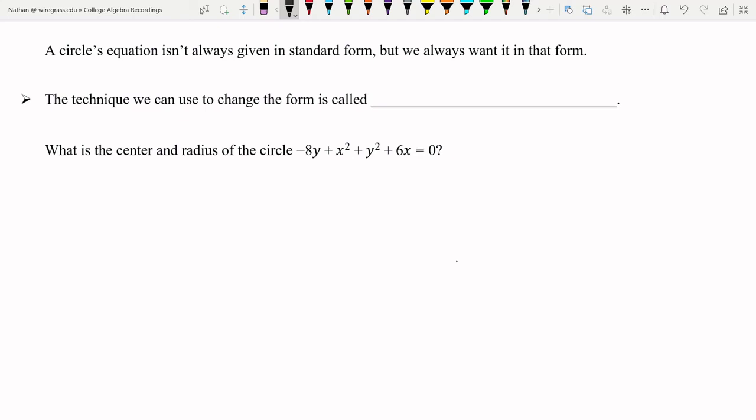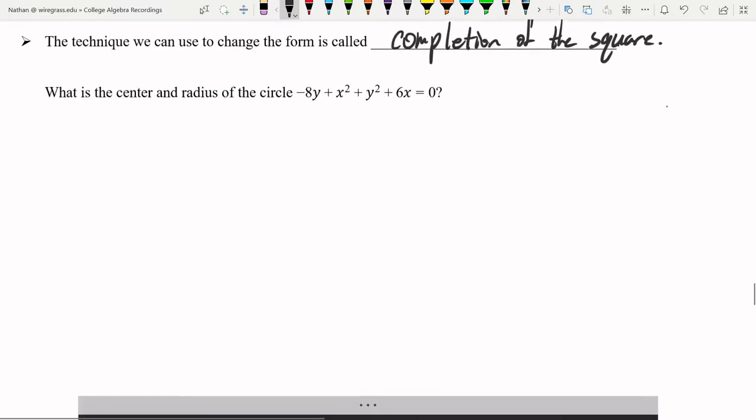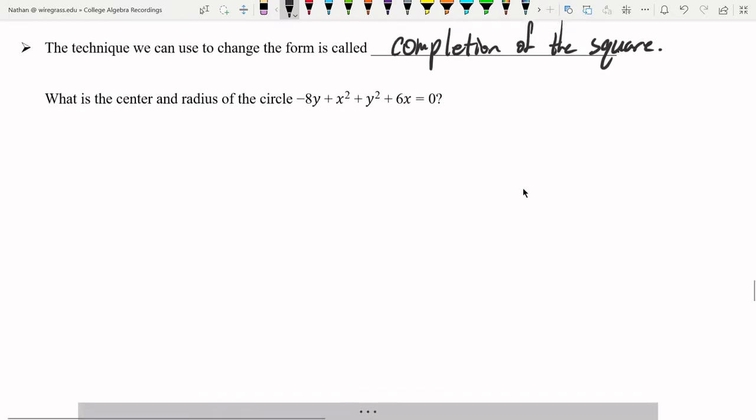So circles aren't always given in standard form, but we like this form because it's very easy to graph. It's very easy to see the important information, the center and the radius. It's just the nicest form to have. Now, if they're not given in standard form, then we can use the technique called completion of the square.